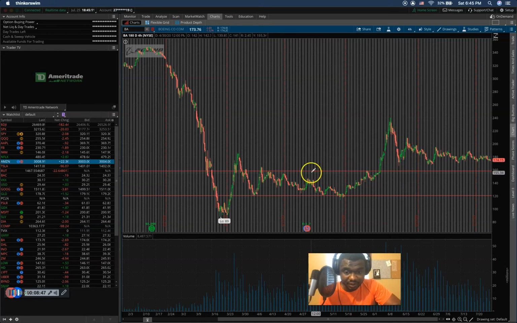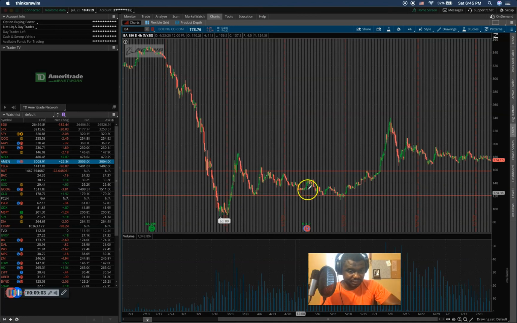So if we go out, see, I drew this line back. Even back there, when this dropped, that was some level of support here. You see how that bounced off of there? When it dropped hard, it came all the way down, then it bounced right there. And then it actually broke down through it.